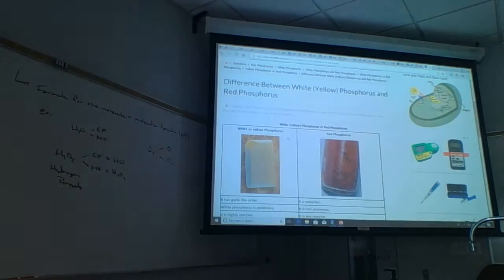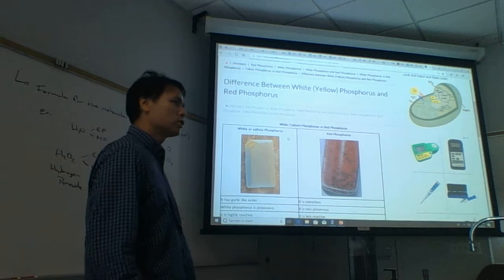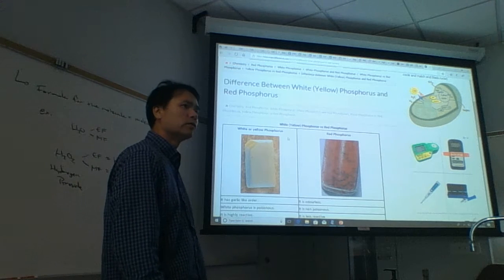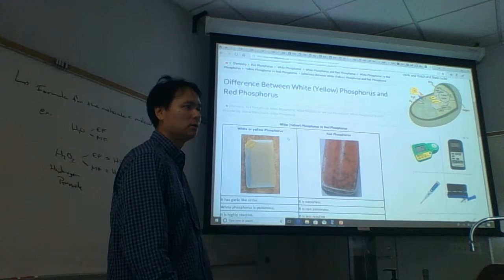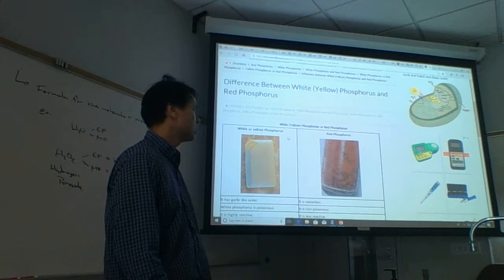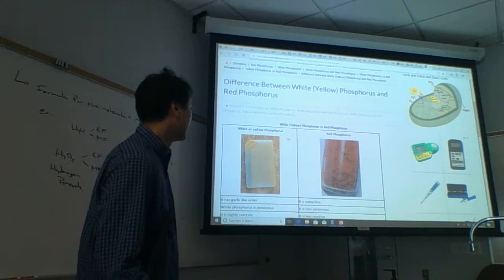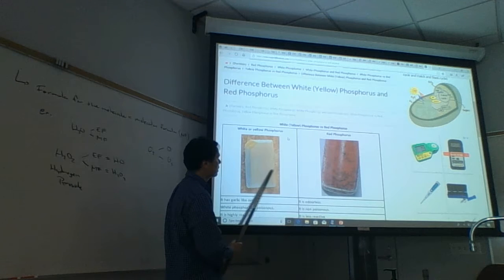Both of these are pure phosphorus. This is like diamond. Let's compare diamond with graphite. Diamond and graphite are called allotropes of carbon. Allotropes of carbon versus isotopes. Isotopes of carbon means carbon-13, or carbon-12. Allotropes means different structures of carbon. And these are the allotropes of phosphorus. We have white phosphorus and red phosphorus.